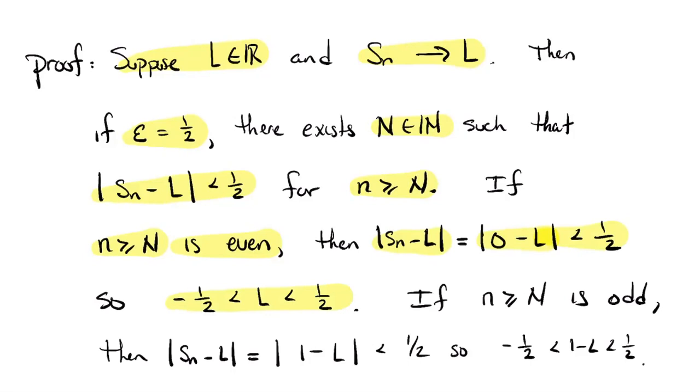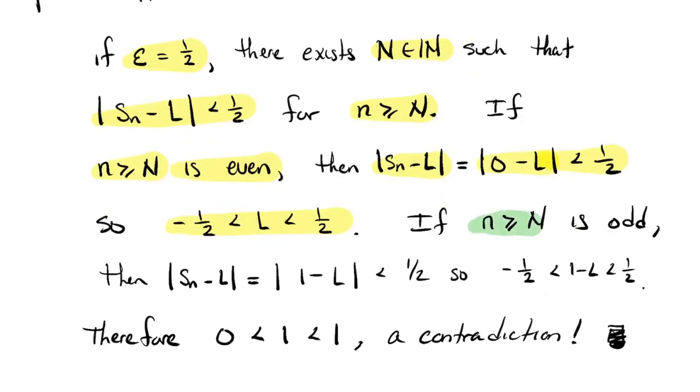But proceeding along the same way, if you take an n bigger than that cutoff value, capital N, and it's odd, which again, these n's exist, then the difference between Sn and L in that case is 1 minus L, right? So that's less than a half. So that tells me that 1 minus L is greater than or equal to minus a half and less than a half.